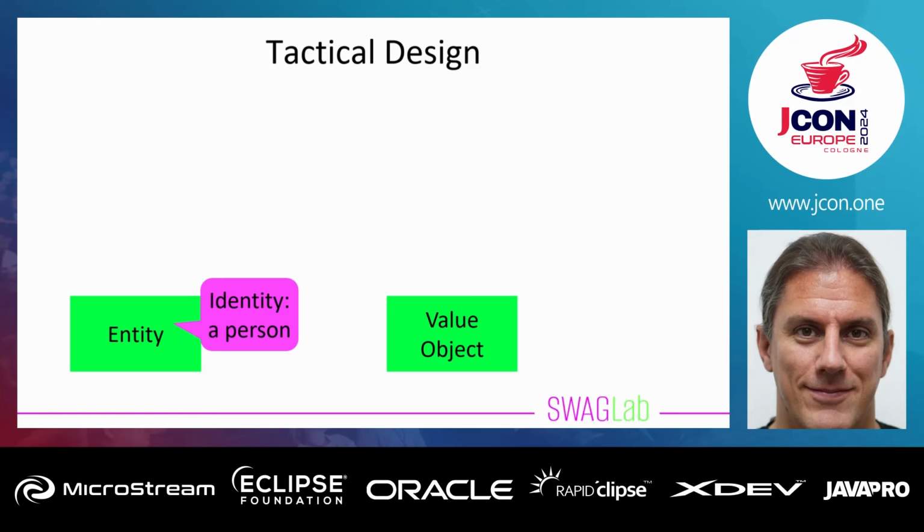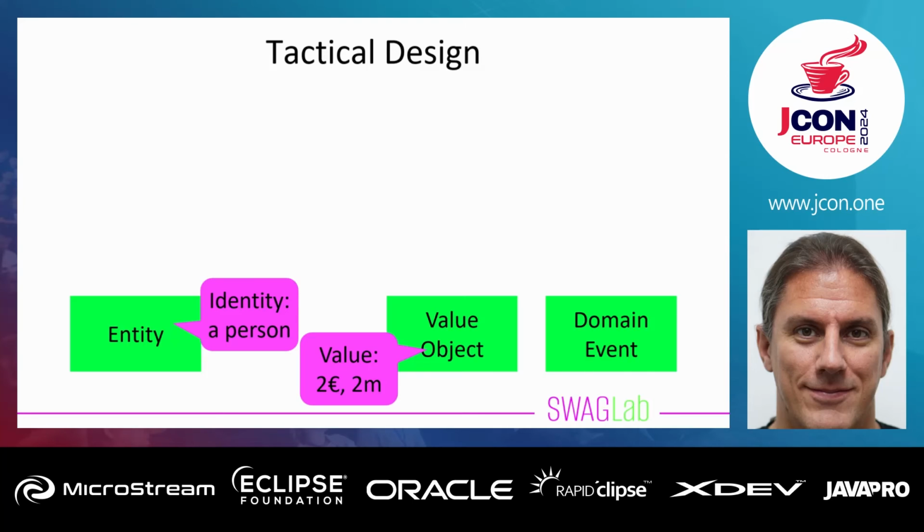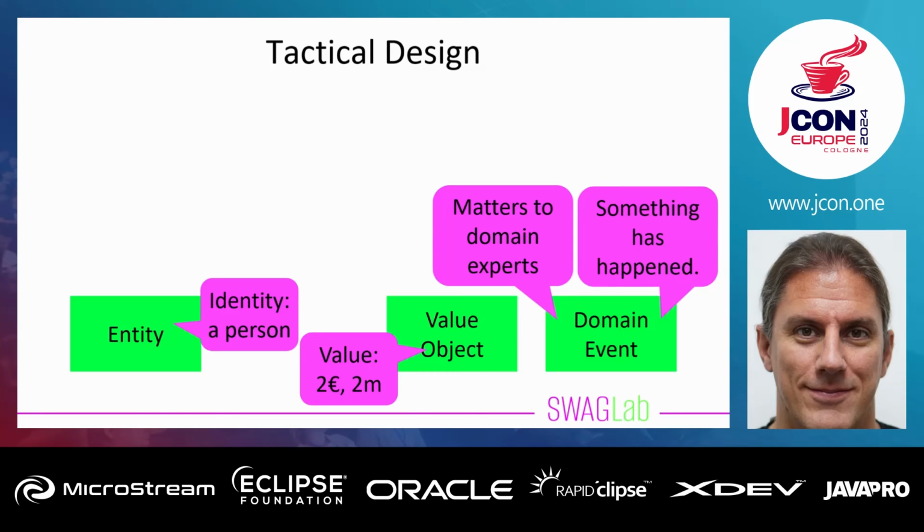And then there are value objects, which are values, like 2 euros, 2 meters. So 2 meters are the same as any other 2 meters. It's just the value, while someone who has the same properties as me is still a different person. That's the difference. And then there are domain events, which we already spoke about. So something that matters to domain experts that happened. And that's basically the idea here.